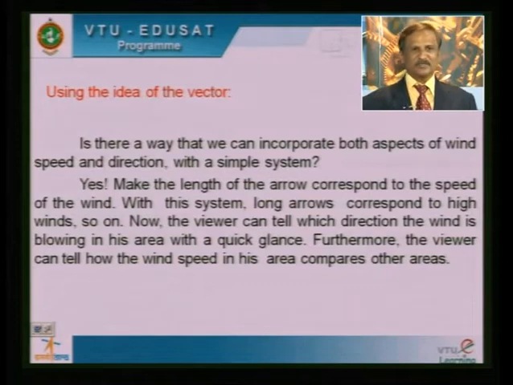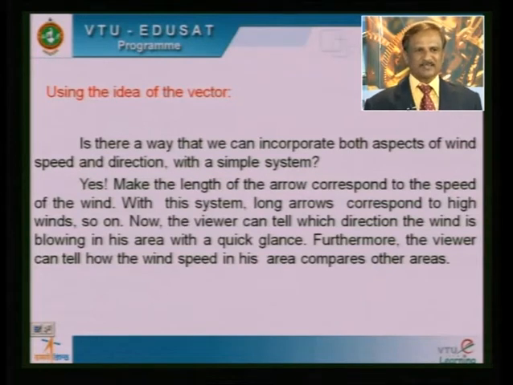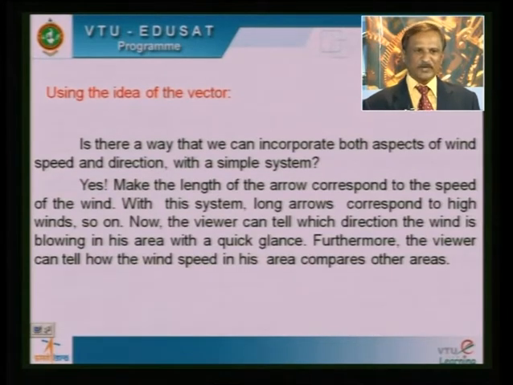Then you can think about the vector. Why can't we use vectors to improve this problem? Yes, I want to use the vector idea. Is there a way that we can incorporate both aspects, wind speed and direction, with a simple system? The answer is yes. Make the length of the arrow correspond to the speed of the wind.